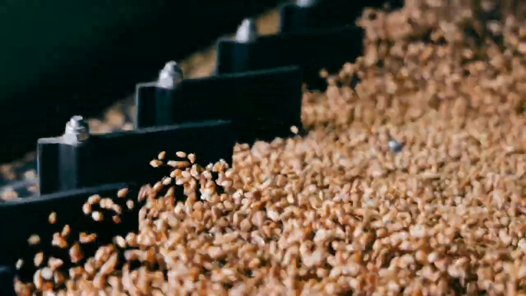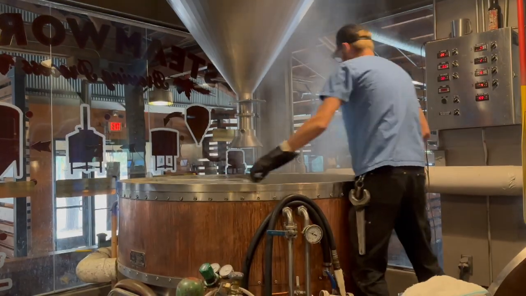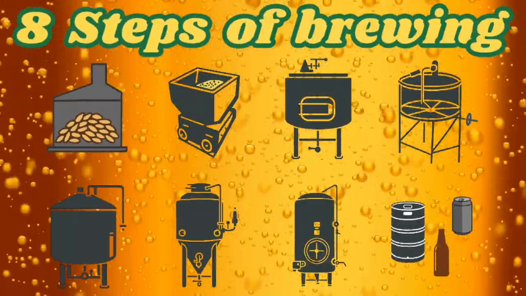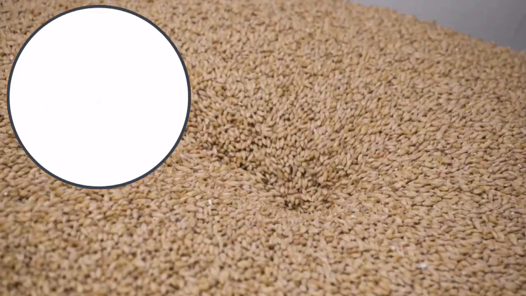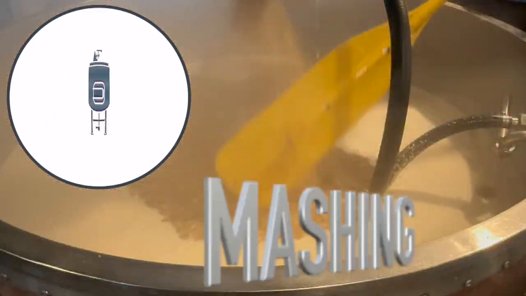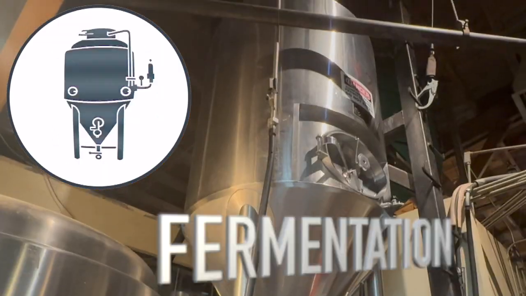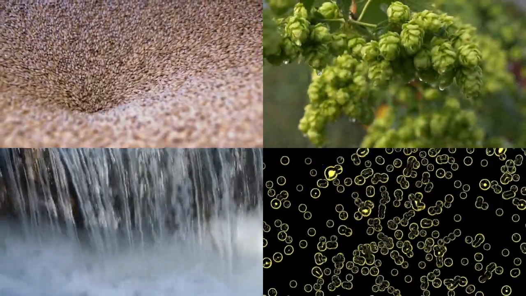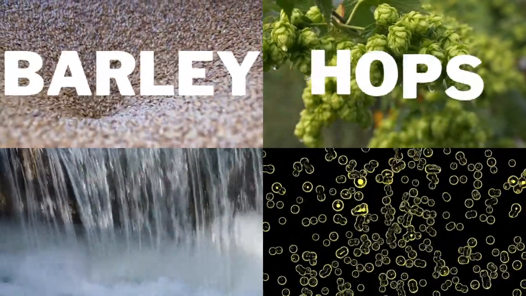In this video, we'll take a detailed look at the brewing process, the step-by-step transformation of raw ingredients into finished beer. Every batch follows 8 essential stages: malting, milling, mashing, lautering, boiling, fermentation, maturation, and packaging.